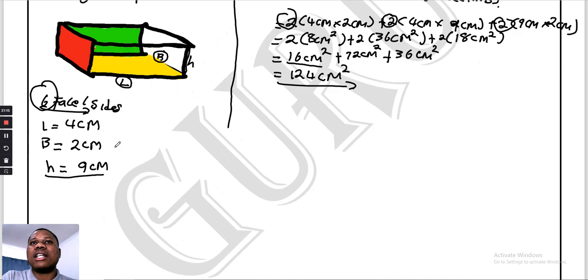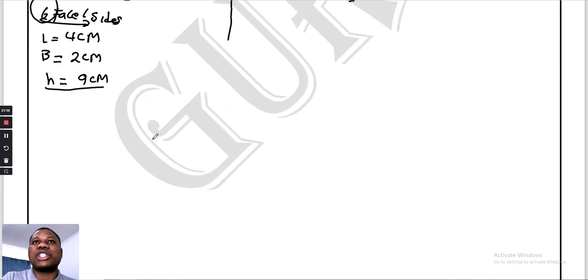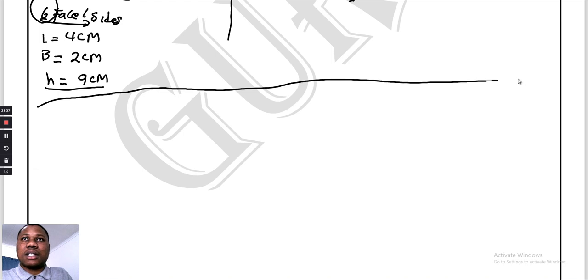Okay, let's quickly move to the next object. We're going to move to the next shape. We are still under surface area, and hey man, this thing of me drawing a line is a problem. It's because my tablet is not straight. Let me try to put it like this. Yeah, better now. Okay.